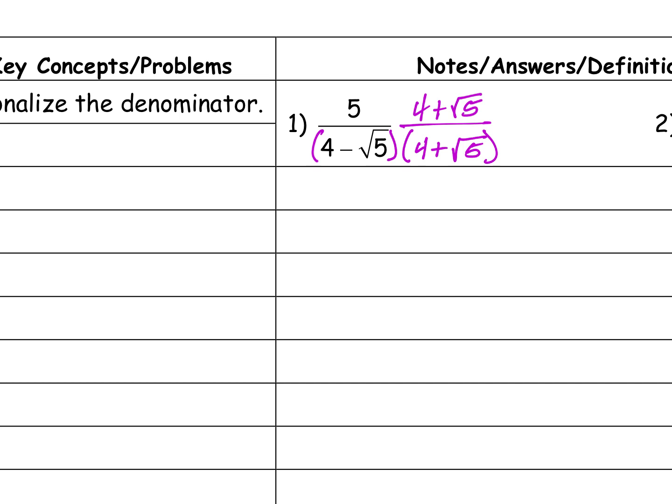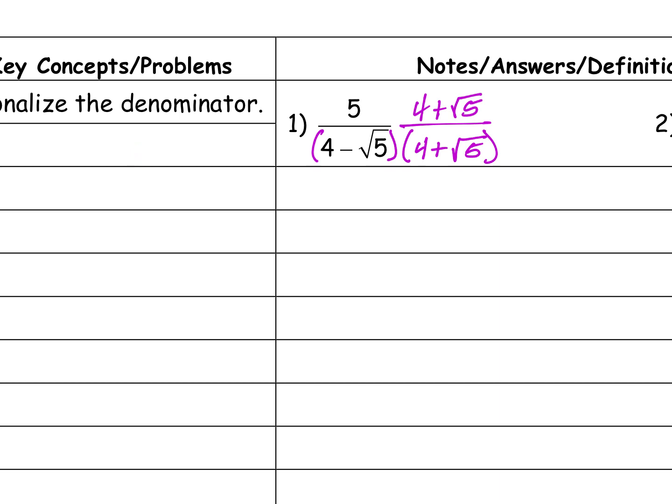So if it was 4 plus the square root of 5, then I would multiply by 4 minus the square root of 5. So I'm only changing the sign of the middle number, whatever that middle sign happens to be. So if this was a minus 4, I'd keep that as a minus 4 no matter what. So I'm only changing the sign of the middle one. So now I have to multiply both 2 times.